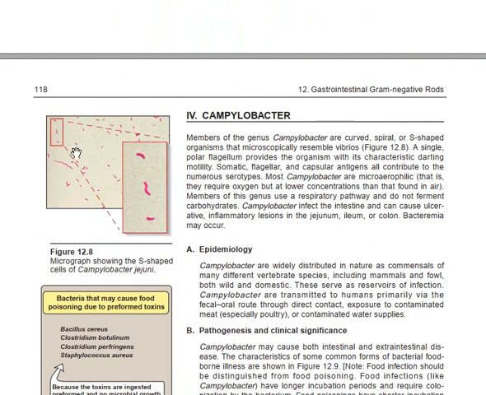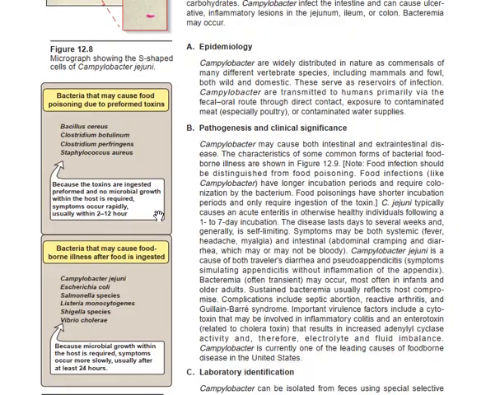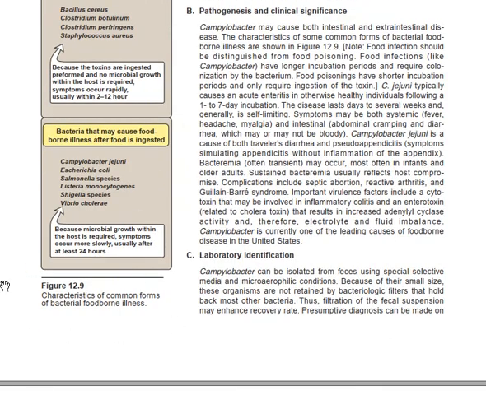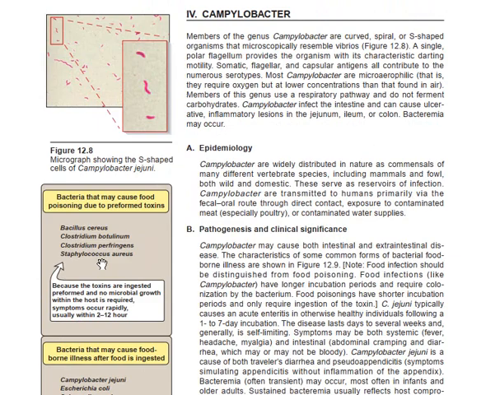Now, this is a micrograph showing the S-shaped cells of Campylobacter jejuni. Campylobacter are more S-shaped cells, as you can see here. So these are the characteristic forms of the foodborne illnesses.